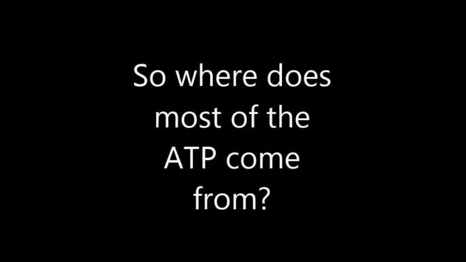And that's why an organism that relies on anaerobic respiration can't have differentiated cells the same way that a human can. They just don't have enough energy to sustain a big, complex body. So where does most of the ATP come from?